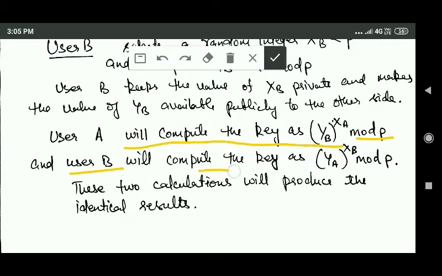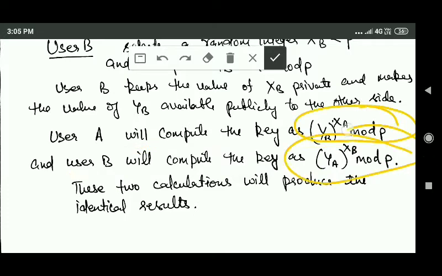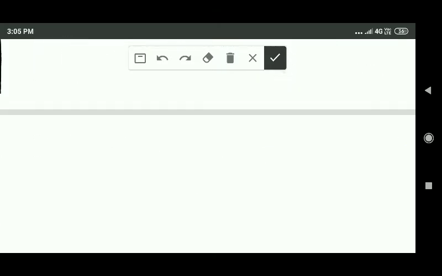Now user A will compute the key as yb raised to power xa mod p, and user B will compute the key as ya raised to power xb mod p. Now see here, these two calculations, yb raised to power xa mod p and ya raised to power xb mod p, will produce identical results, as you can see here.